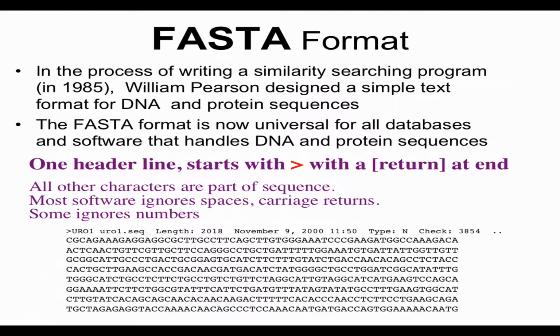So Pearson's format was made strictly for his own purposes. He had developed some software, and that software needed to read data in a consistent file format. And so this was what he came up with. There's a single header line that starts with a greater than symbol, followed by free-form text. By default, there's no space following the greater than symbol, and the first word, meaning all the characters until you come to a space, is defined as the sequence identifier.